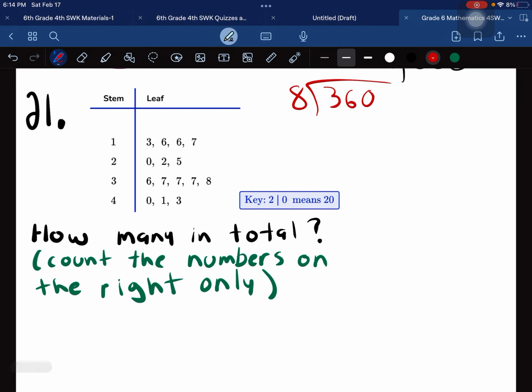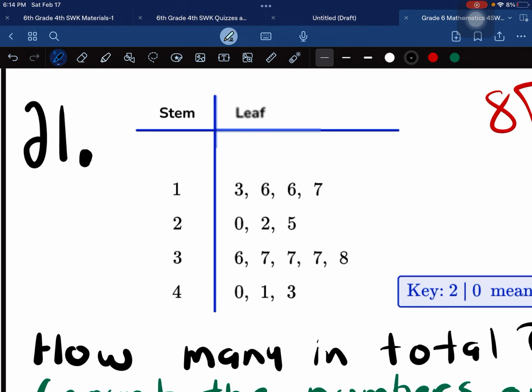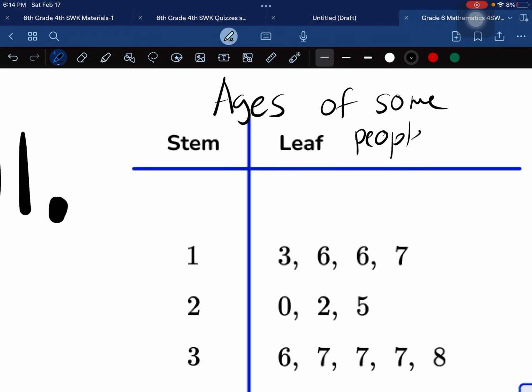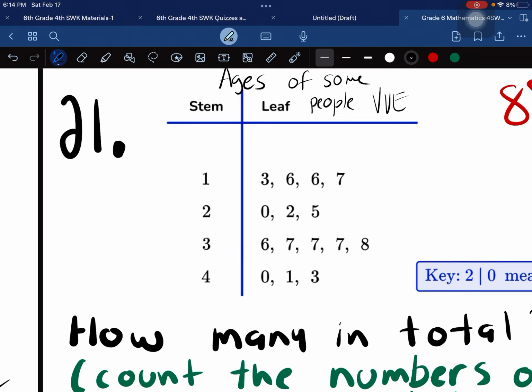Number 21. How many in total? Have you ever seen this, chicos? I believe you should have seen this before, 3rd or 4th grade, something like that. But if you haven't, don't worry about it. I'm going to explain it from the top. Imagine these are the ages of some people in a school. Let's say Valley Elementary. Now, if those are the ages of some people, maybe they're teachers, maybe they're students, I don't know.